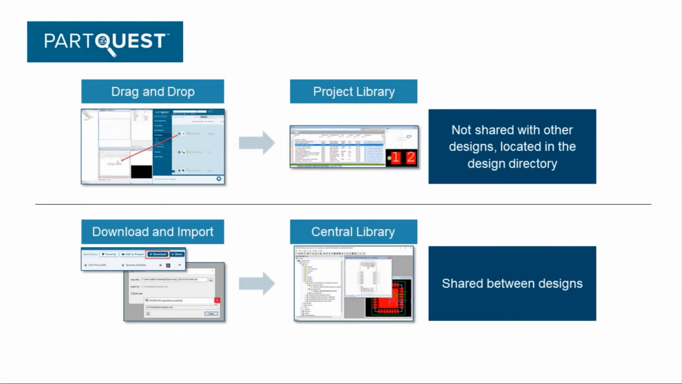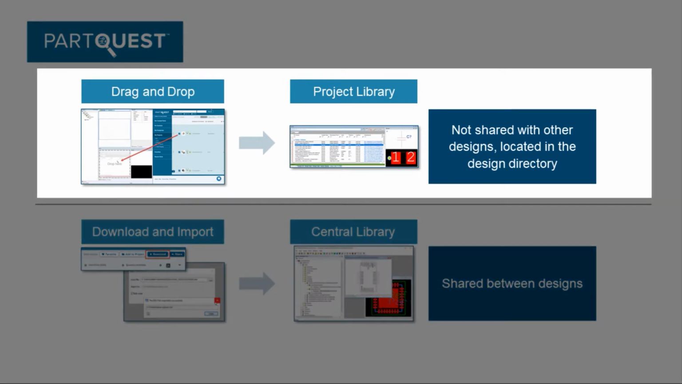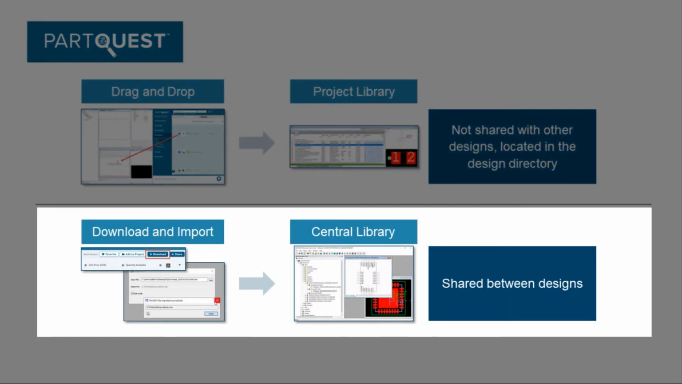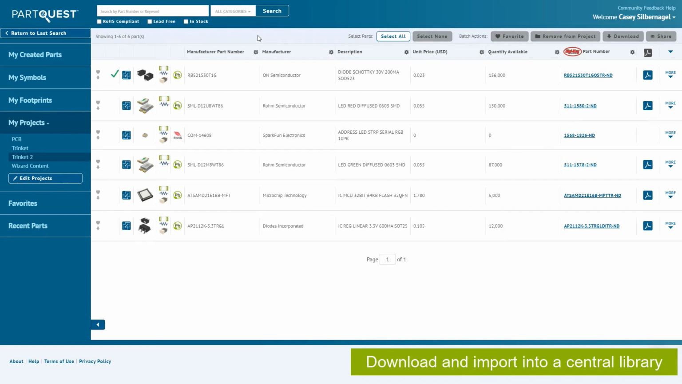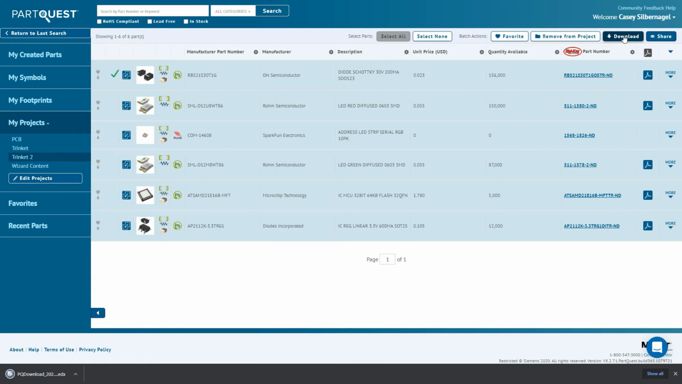As I use the parts that I have brought into my project library from PartQuest Portal, I may determine that I want these parts in my central library so that I can use them in other designs. The easiest way to add parts to my central library is to go back to PartQuest Portal, find the part, or in this case the project containing the parts that I want in my central library, select the ones I want. In this case, I will select all of the parts in this second project. Then click the Download button. This will download an EDX file which contains all the data needed to bring these parts into my central library.